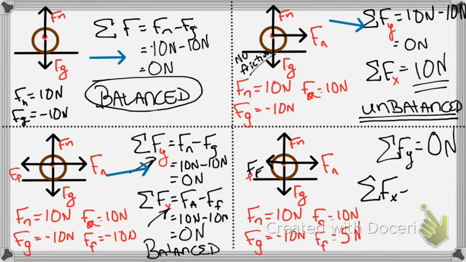And for our forces in the x direction, okay, again, we've got the applied force is positive, it's to the right, and our force of friction is negative, it's to the left. So we've got 10 newtons minus 5 newtons. Put those values in, and our forces in the x direction, oh, not 0 newtons, it is 5 newtons. Balanced or unbalanced? That's right, unbalanced.